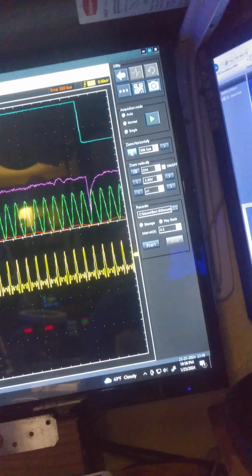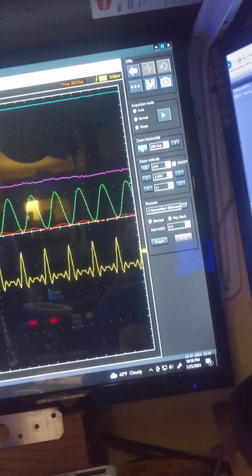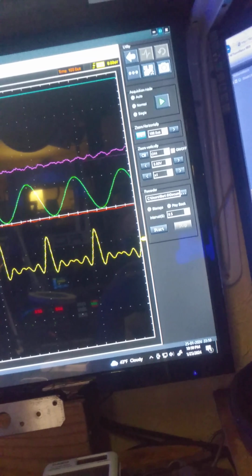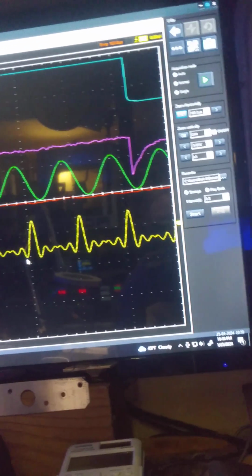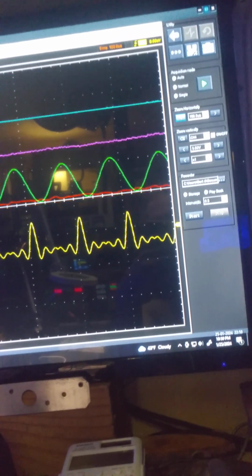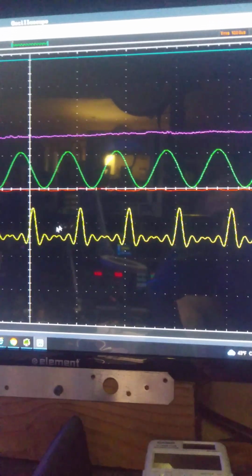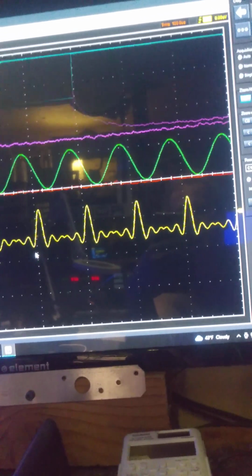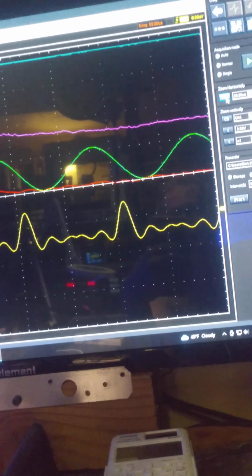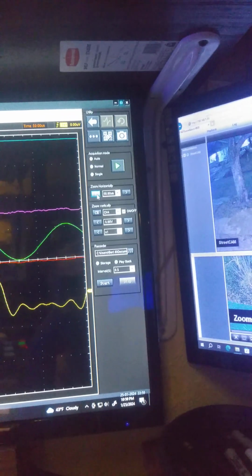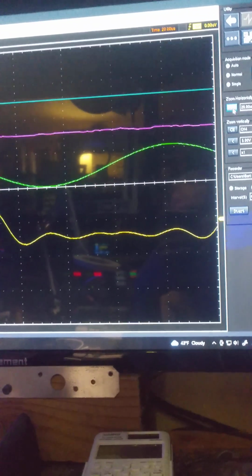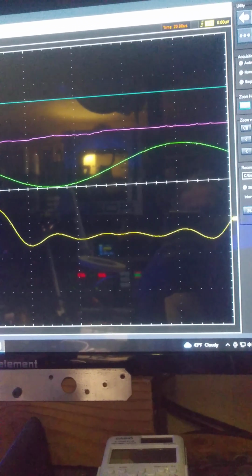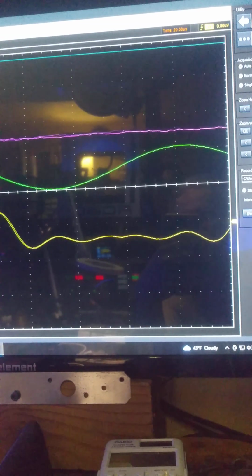So 500 microseconds, 200, and 100 microseconds. At 100 microseconds per division, that's what you would expect. You'd expect to see one pulse per 100 microseconds. So we're seeing the real waveform, and as I increase it further, you can see it starting to grow. That means we're seeing the real signal now, not some phantom signal.